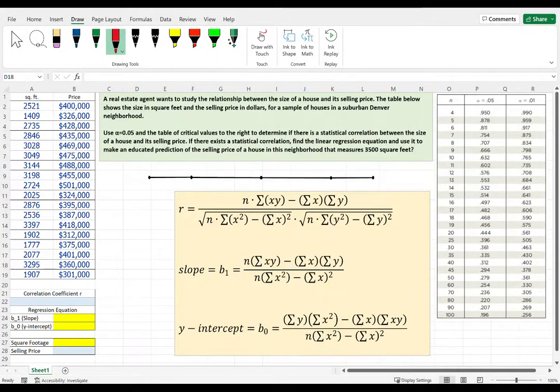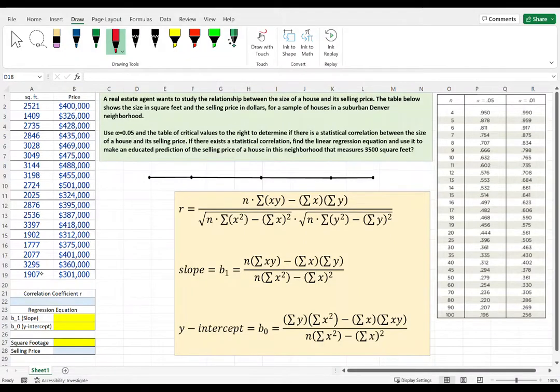Okay, so it looks like we have 18 houses accounted for on this list, this table on the left. Column A has the square footage, column B has the selling price. And so we have matched pairs. We have two sets of 18 numbers, and they have a natural pairing. First number in column A goes with first number in column B, and so on.